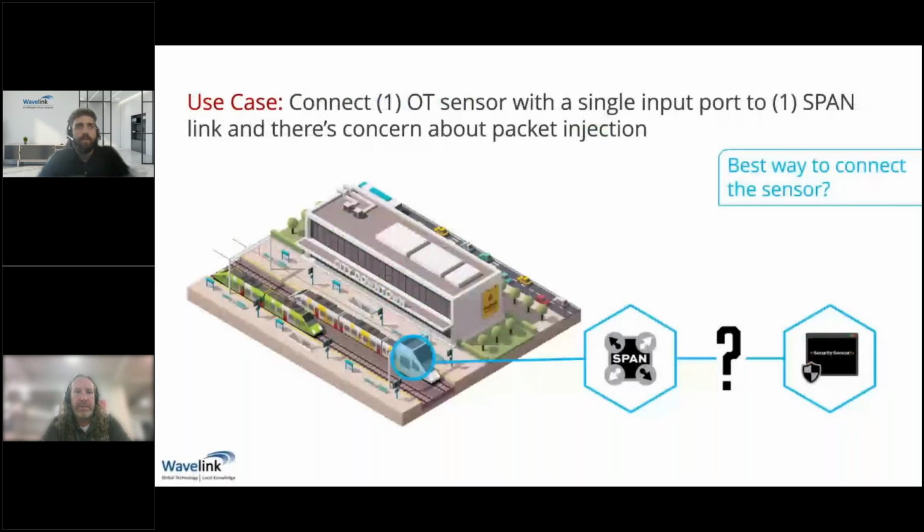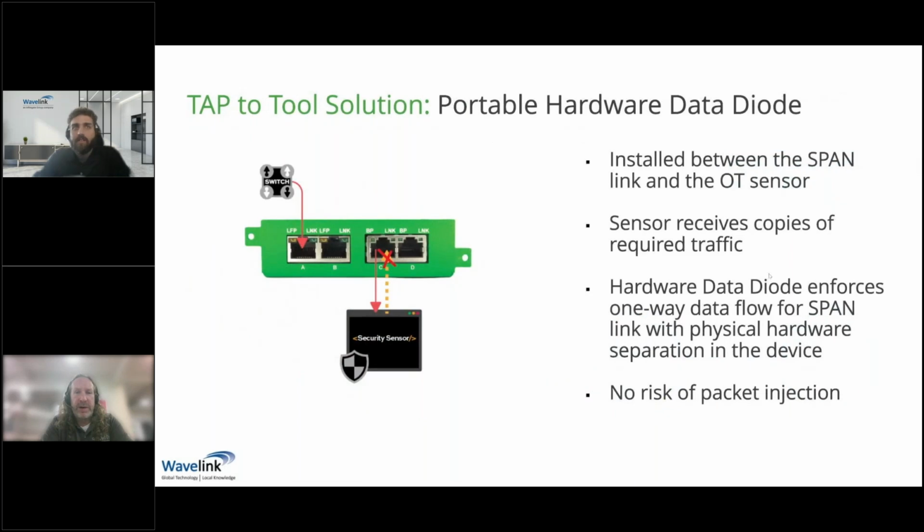Another use case for us: connecting one OT sensor with a single import to one SPAN link, and there's concern about packet injection. Yep. So, as we were talking about, this is a very common use case. We find that in a lot of different environments, like substations, utilities, nuclear plants, areas that want to deploy monitoring solutions using SPAN ports, they need to provide that isolation. So, in this example, it's showing bringing in a SPAN port, copying out to your sensor.